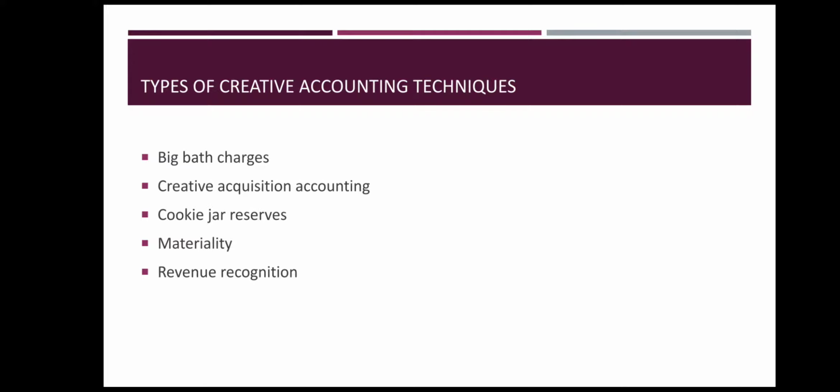So the first one is big bath charges. Now what do we mean by big bath charges? Under this technique, if an organization has incurred loss for a couple of years, the company, instead of showing this loss for various years, tries to showcase this loss in just one particular year so that it will help them to show profits in other years. This big bath charge, that is one big loss, can be shown instead of showing loss in 3 to 4 years. They will show this loss in one particular year.